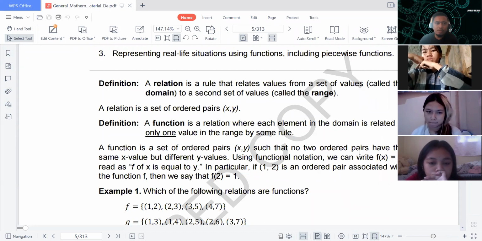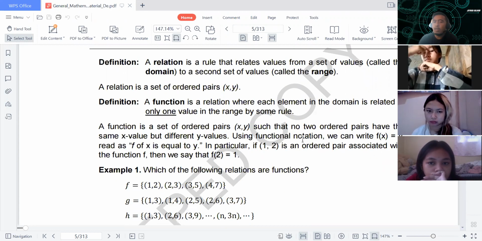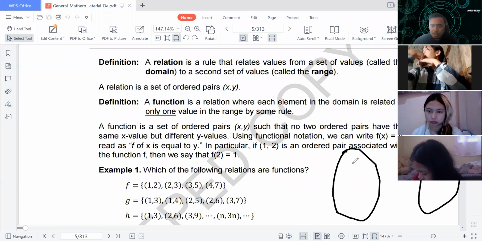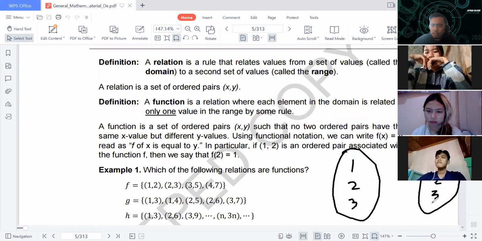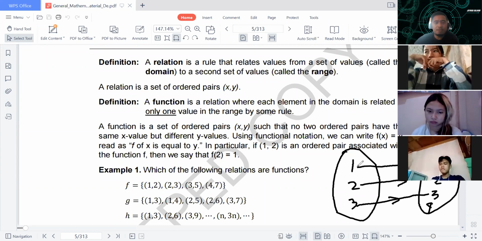Any questions so far? Very good. One more example. This is our domain. We have 1, 2, 3. Here 1, 2, 4. I assign 1 to 1, I assign 2 to 2, and I assign 3 to 3. Is it a relation? Yes, because we assign an element from the domain going to the codomain.